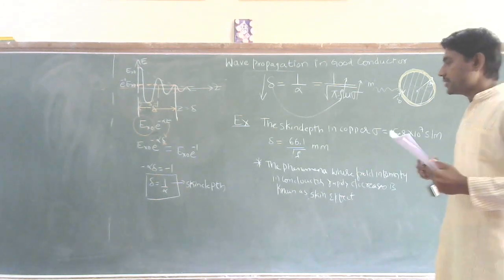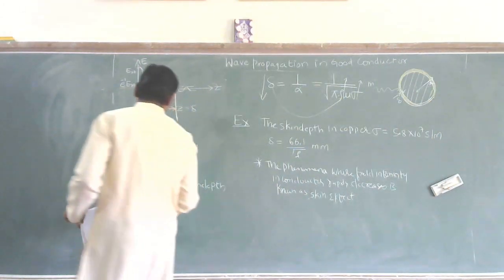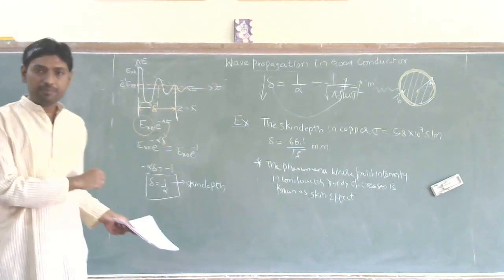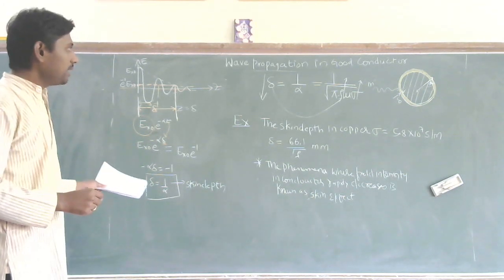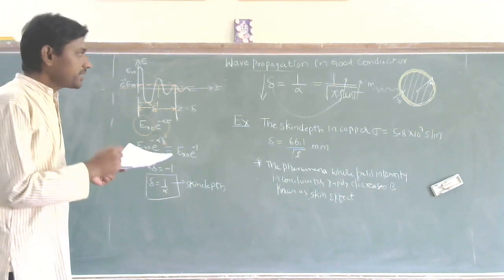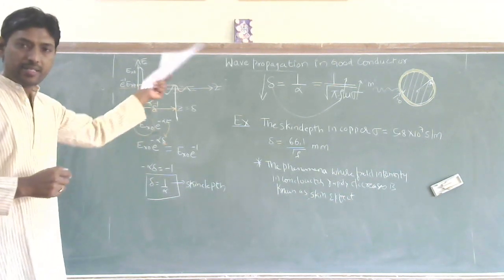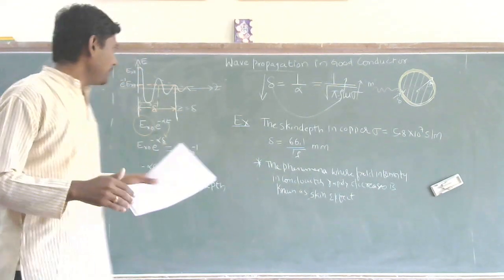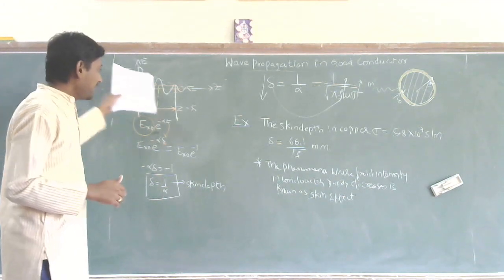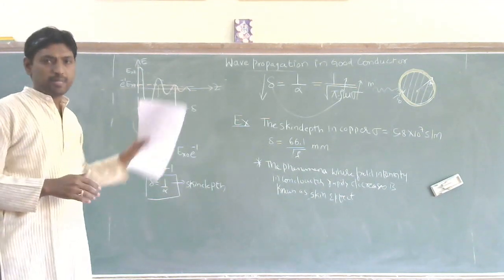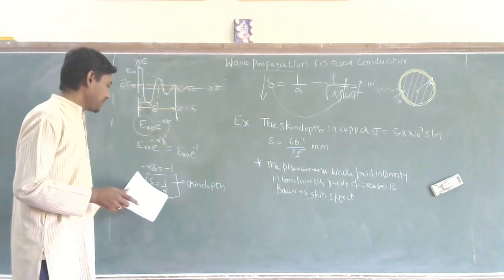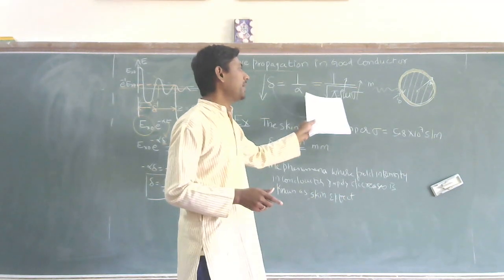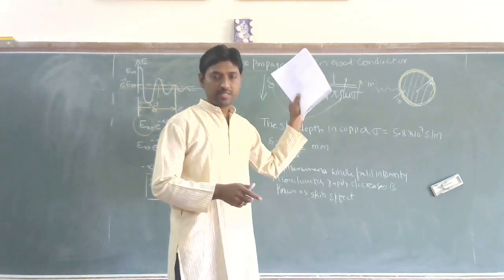And one more thing: this delta equal to 1 by alpha, which is the skin depth, is applicable for a conducting medium also. Because even in a lossy or conducting medium, we observe an attenuation of the amplitude of both electric and magnetic fields, so we can apply it there. But for a good conductor, the formula is given by 1 by root of pi f mu sigma. That's the difference.